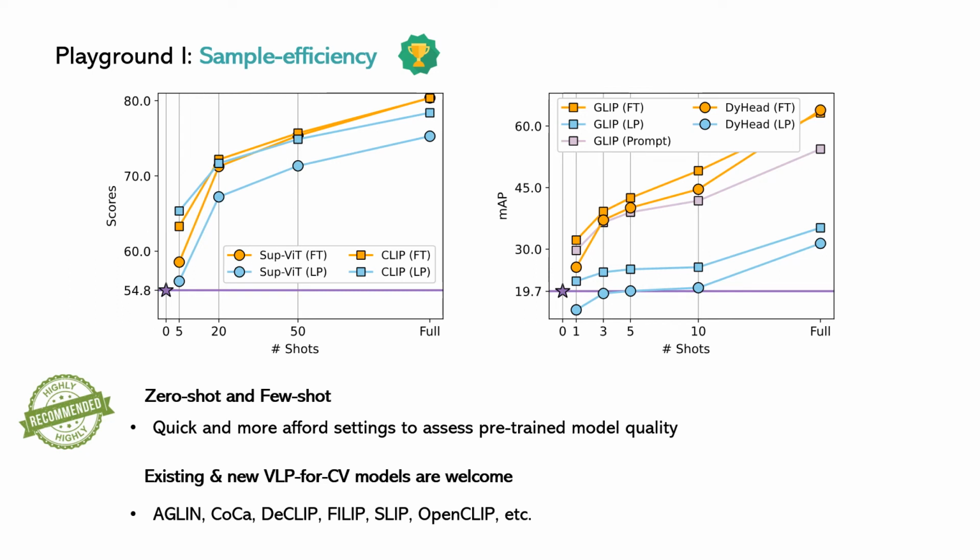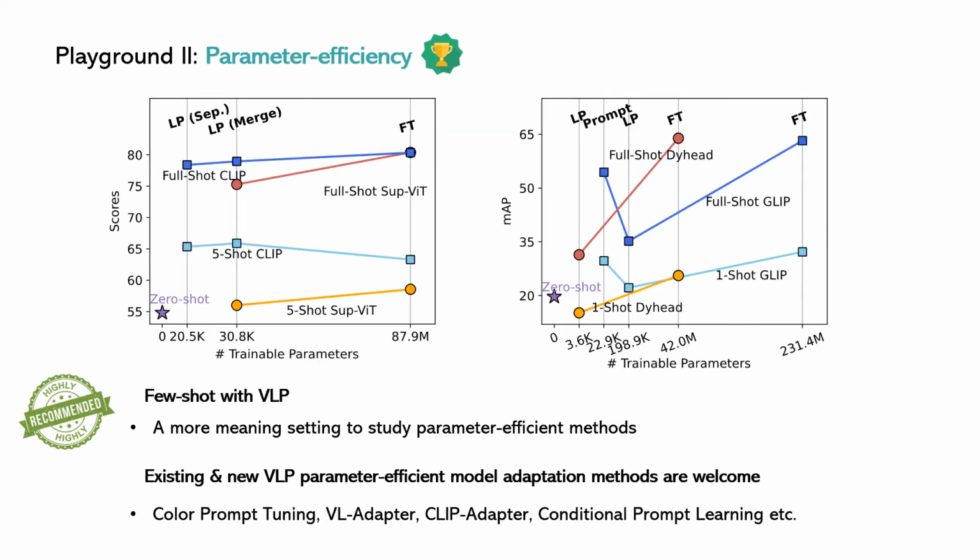First, sample efficiency. Transferable models should achieve good performance with fewer training samples. We recommend zero-shot and few-shot settings as a quick and cheap setup for teams with less compute resource, when pre-trained models can benefit the most. Second, parameter efficiency. We recommend few-shot settings to study models' parameter efficiency, where the best performance requires an optimal number of trainable parameters. Inspired by natural language processing, there are many parameter-efficient model adaptation methods for vision language models. It will be valuable to compare with them in the same benchmark suite as well.